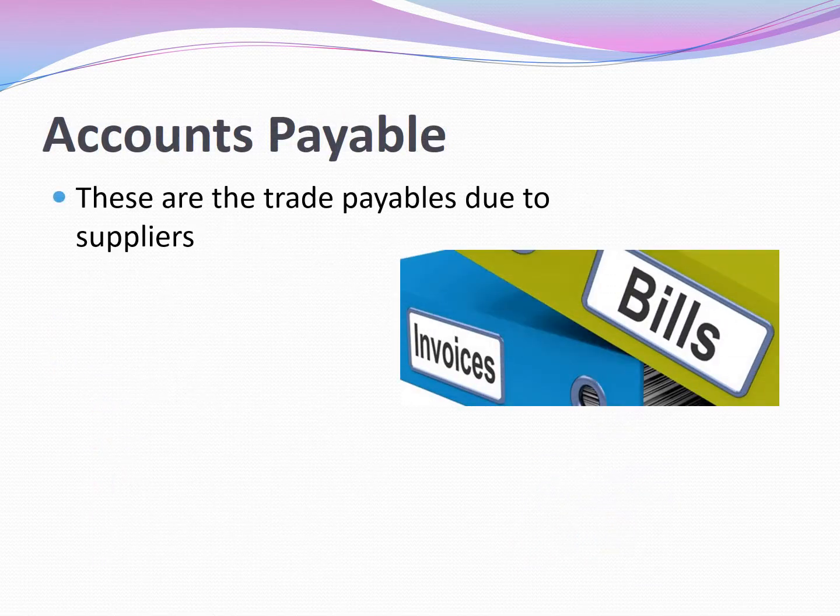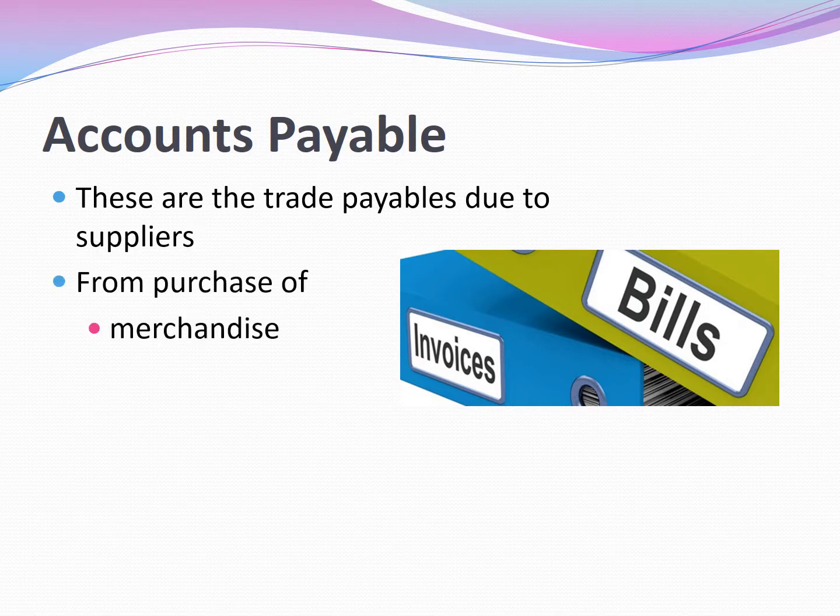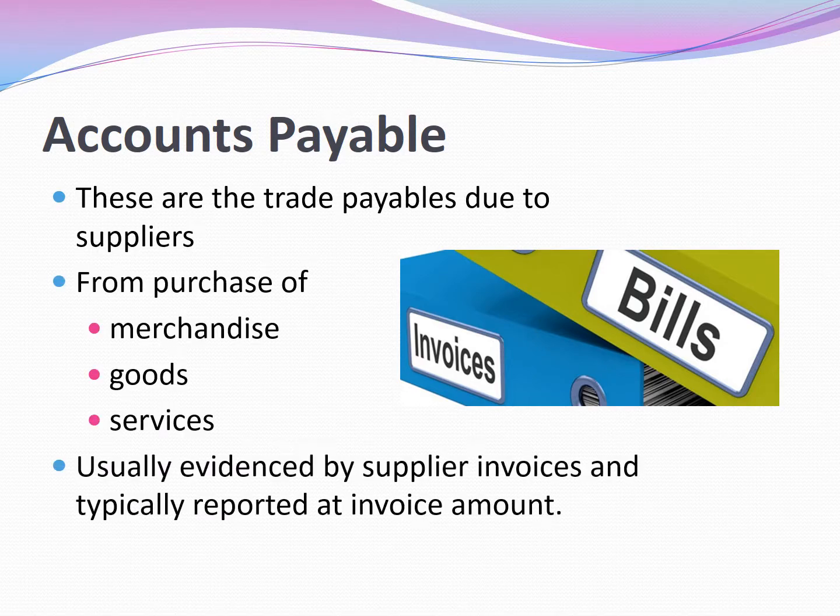Accounts payable are the trade payables due to suppliers. Companies purchase merchandise, goods, and services from suppliers. These purchases are usually evidenced by supplier invoices, and typically reported at invoice amount.